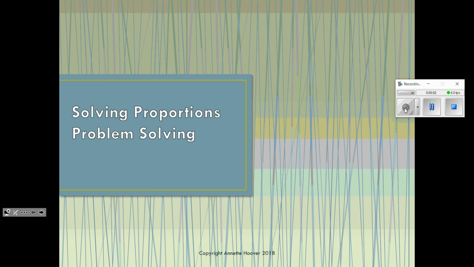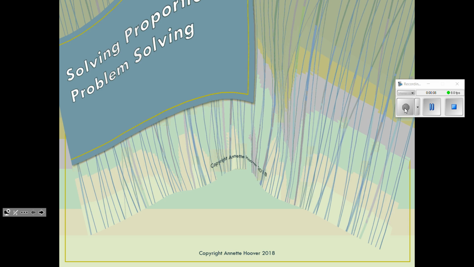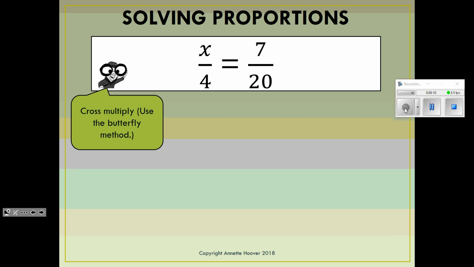In this lesson, we're going to be solving proportions and then doing some problem solving with proportions. So what are proportions? Proportions are when you have two ratios that are equal to each other. So here we see the first ratio is x to 4, and it is equal to 7 to 20. Because they are equal to each other, we can use a method called the butterfly method to solve this.